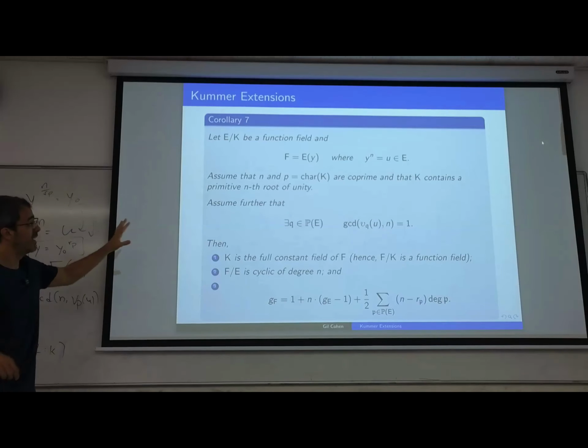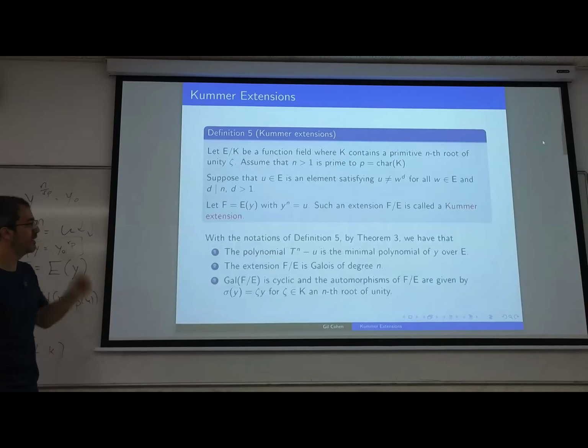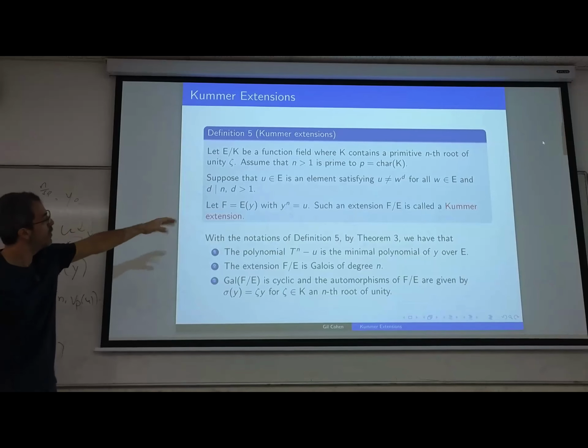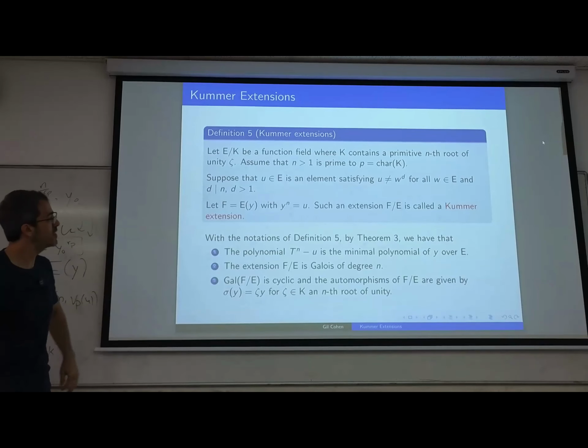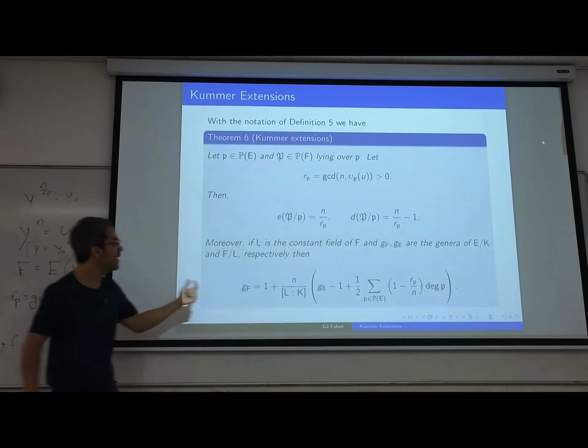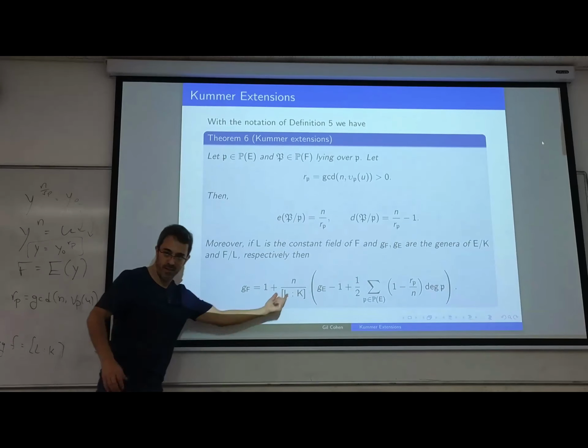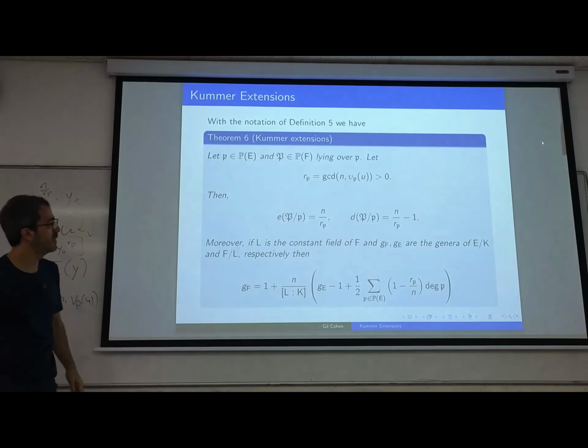Here is a corollary. What I like about this previous theorem is that it gives you E and D for quite a general extension. So once you have y to the n equals u, under some conditions, you are happy. What does happy mean? You know the genus given that L equals k, or maybe given that you know L over k, and that's it really.